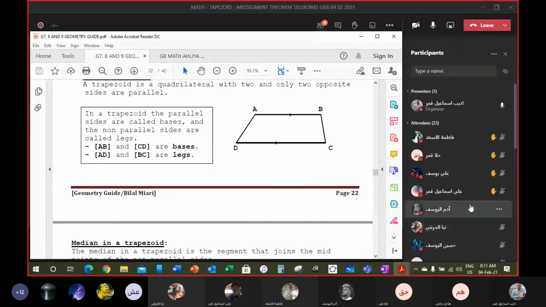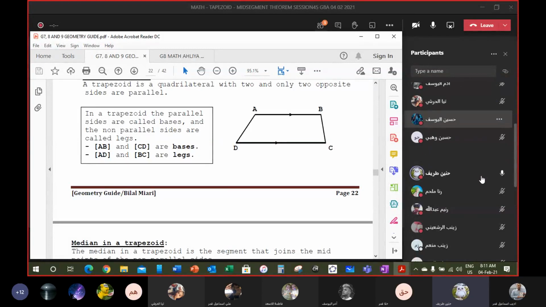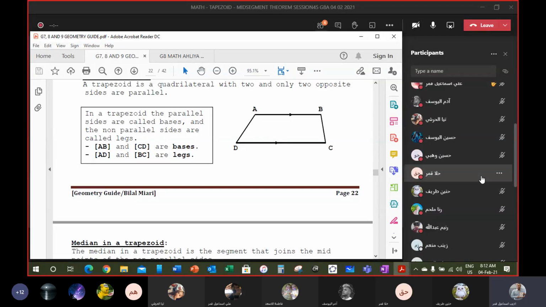Haneen, what can you say about the mid-segment of the non-parallel sides in a trapezoid? The midpoints of the non-parallel sides and the midpoints of diagonals are collinear. That is not what I asked. I asked what do you say about the mid-segment joining the non-parallel sides of a trapezoid?